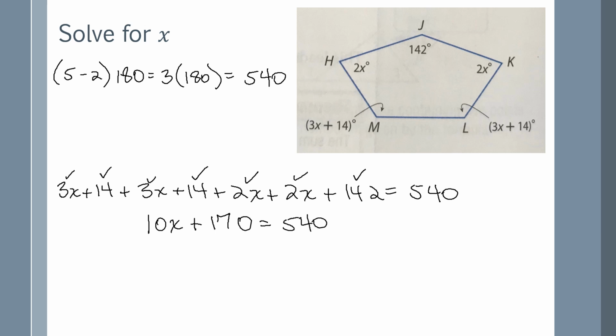So now we're going to do some algebra. So we combine like terms. Now we're going to subtract 170 from each side.